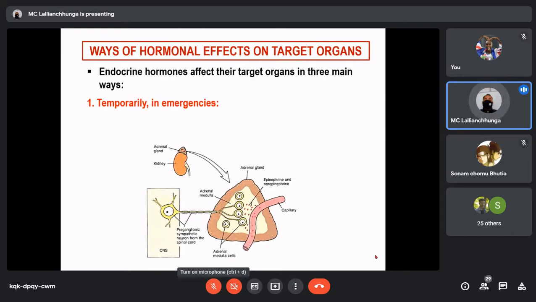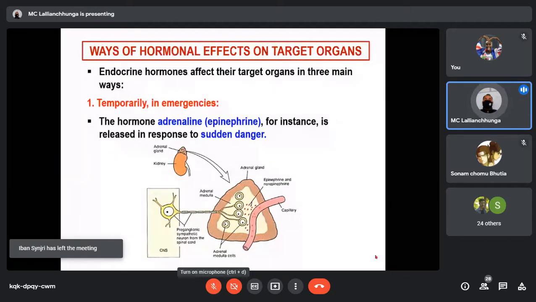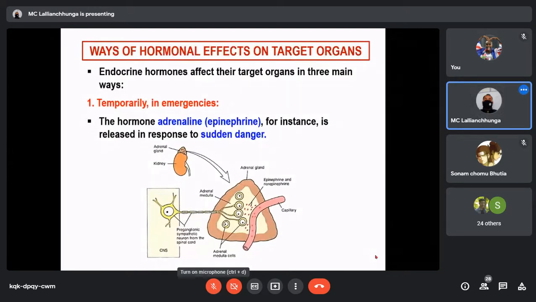When emergency arises, the hormone will affect its target organ temporarily. It is for a short period of time. For example, the hormone adrenaline is released in response to sudden danger. I think it was already discussed in Madam's class, that sympathetic nervous system activity has increased. Fight or flight response, that one.